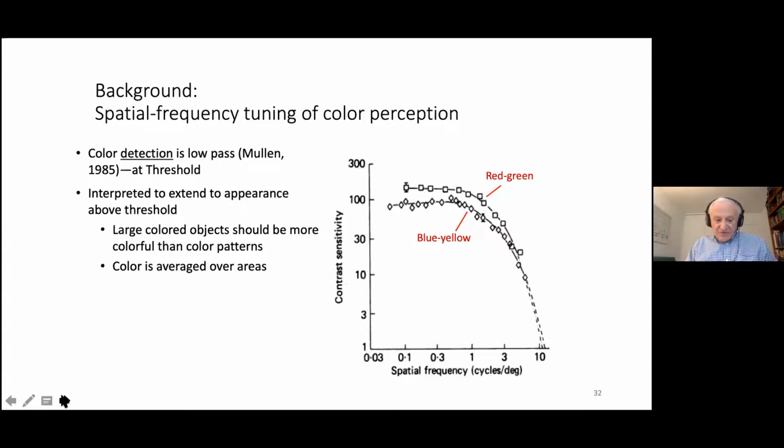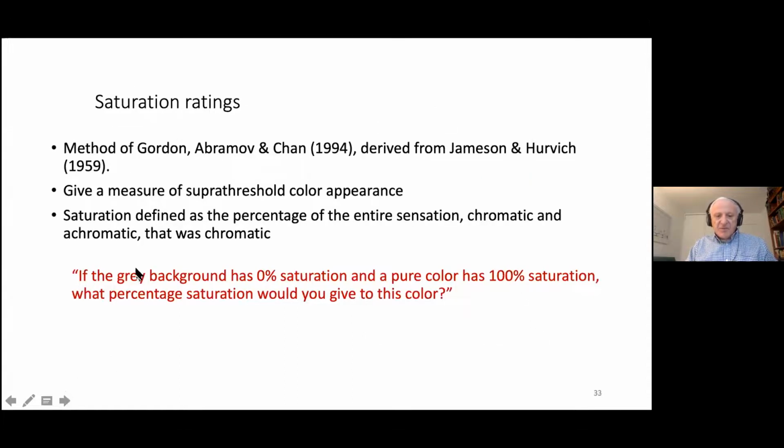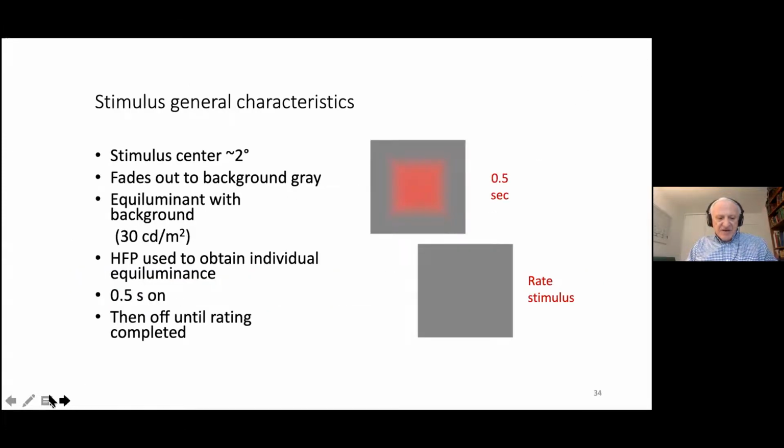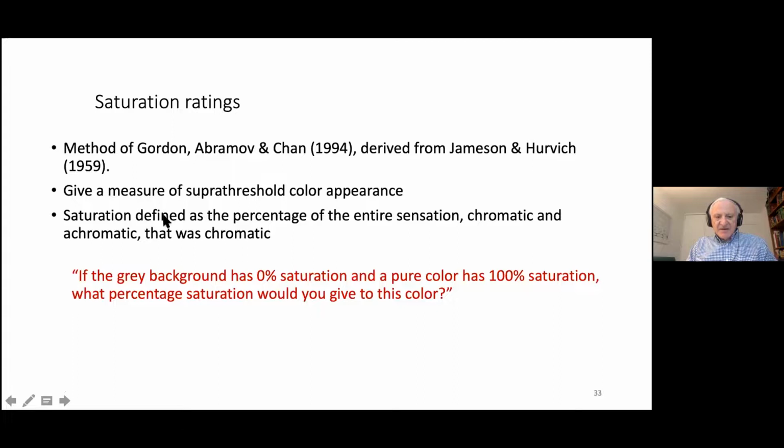But that's not correct. So what we did, this is work with Valerie Nunez and Jim Gordon, we used a method derived from Hurvich and Jameson of scaling. We asked people to scale how much color saturation they saw in an image. We asked them, if the gray background has 0 and pure color has 100%, what percentage would you give to the color that you're looking at? So this is pure scaling psychophysics.